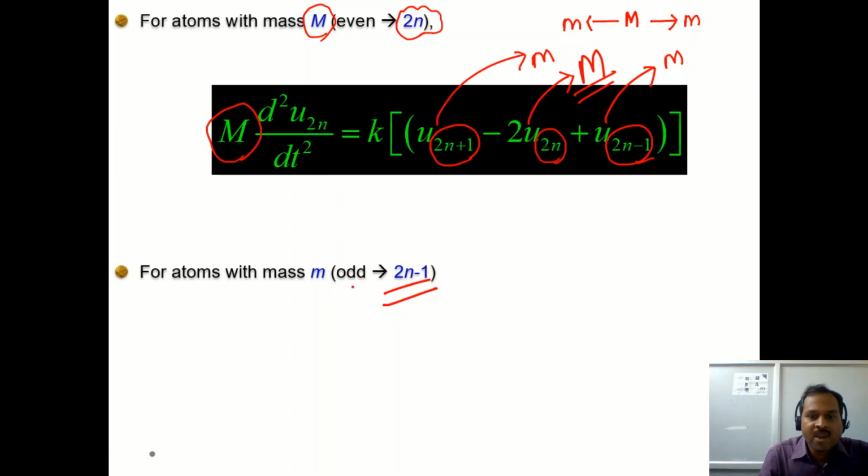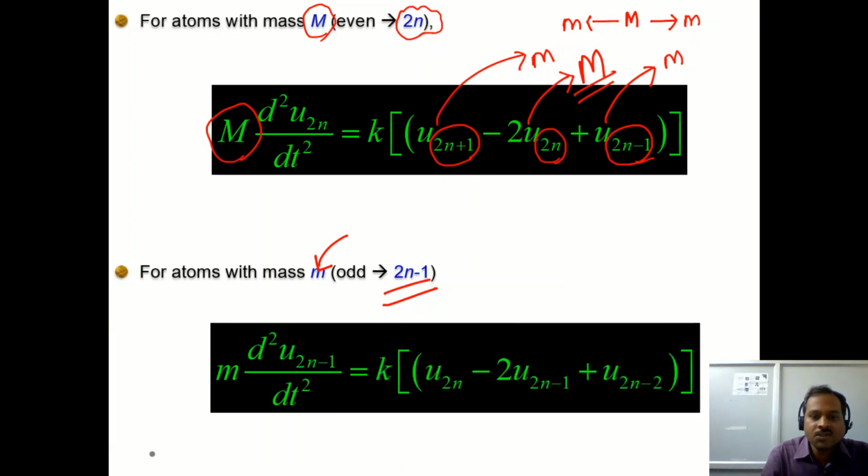This 2n minus 1 can be taken to be an odd number. For any integer n, 2n minus 1 will be an odd number, and the mass associated with that will be small m. Now we can write the corresponding equation of motion for this. That will be small m times d square u_(2n minus 1) by dt square.